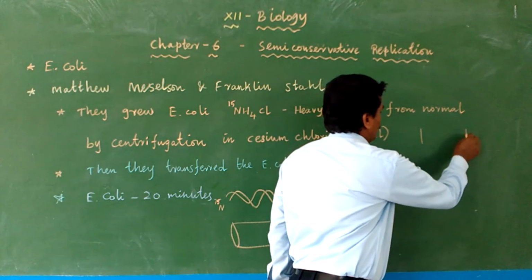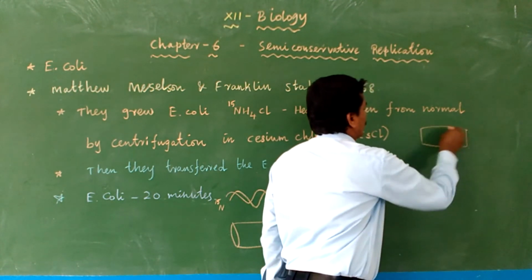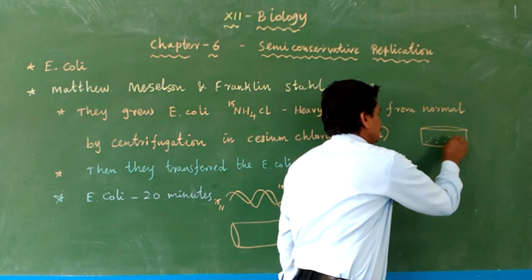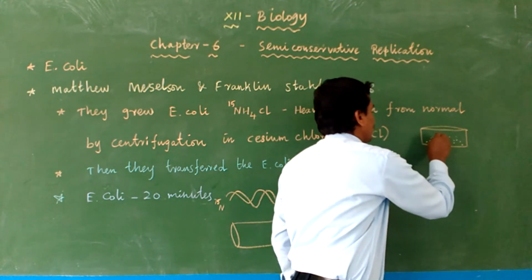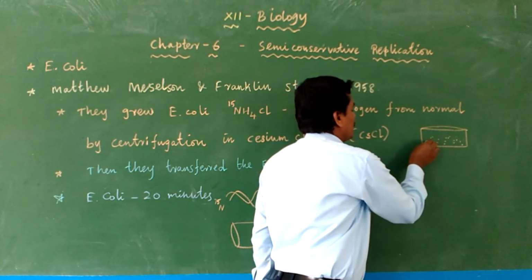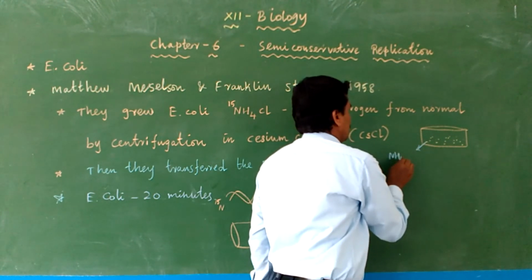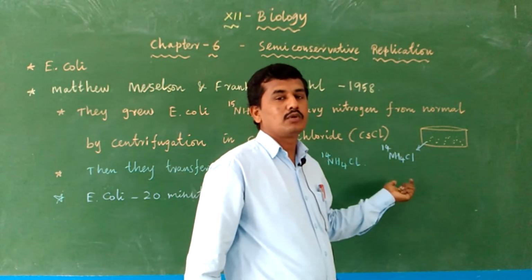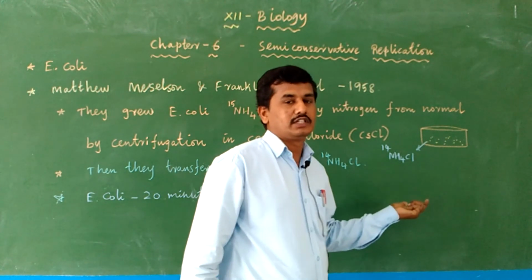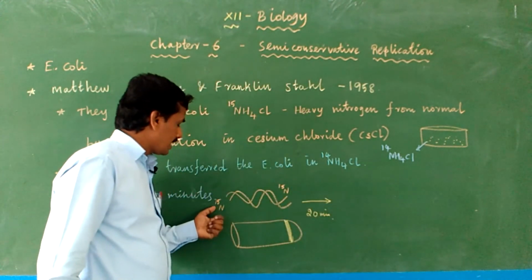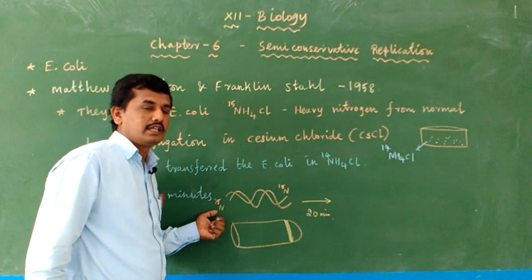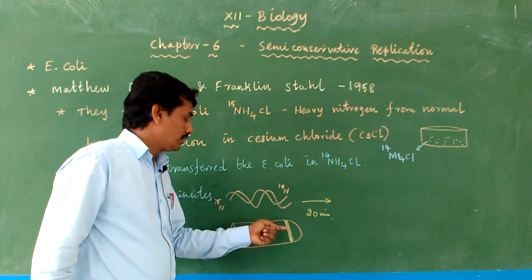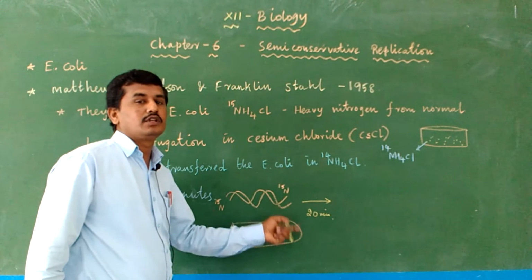Listen, from the same petri dish we transfer the bacterium into another petri dish. Here we add ammonium chloride 14. In the first step, we added ammonium chloride 15 for several generations, so the DNA contains nitrogen 15 in its nitrogen bases. So all the DNA is nitrogen 15. This is the heavy isotope, so it settles at the bottom of the centrifuge tube.